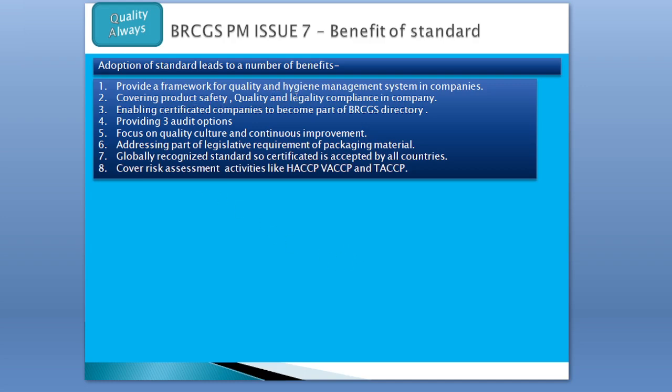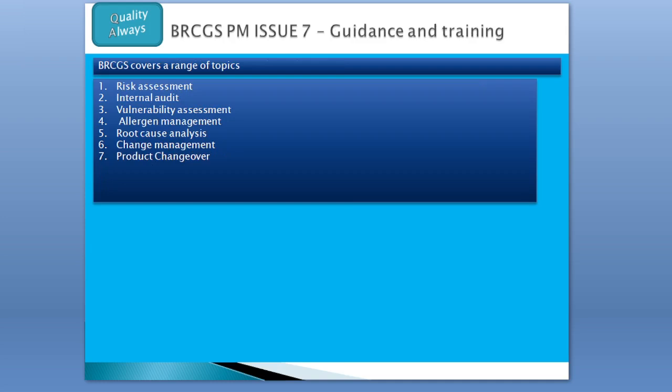It provides a framework for the quality and hygiene management system in a company, covering product safety, quality and legality compliance. It enables certificated companies to become part of the BRCGS directory, provides three audit options, focuses on quality culture and continuous improvement, addresses part of the legislative requirements for packaging material, and is a globally recognized standard, as the certification is accepted by all countries. It covers risk assessment activities like HACCP, WASP and TACCP. So these are the benefits of this standard.